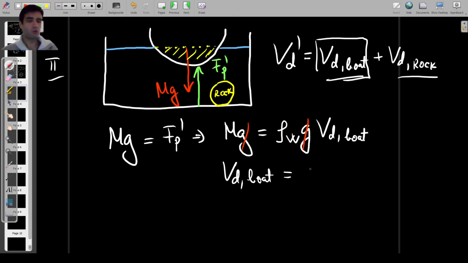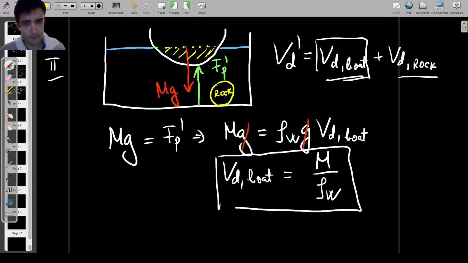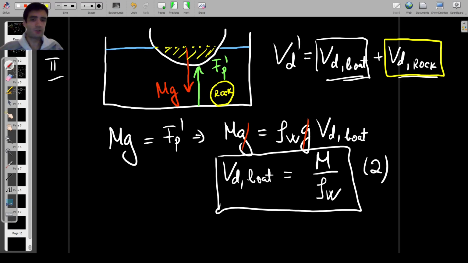So the displaced volume due to the boat, just due to the boat, is the mass of the boat and the person divided by the density of the water. Okay, so that's one thing. But there's also this term here that we need to take into account. So this is actually the volume of the rock. The rock also displaces some water because the entire rock is now submerged. And this is quite easy to find.